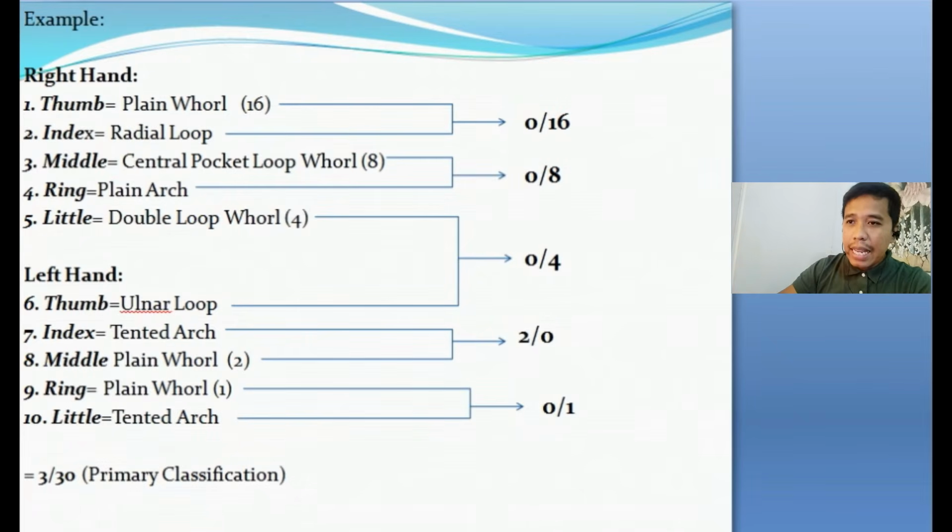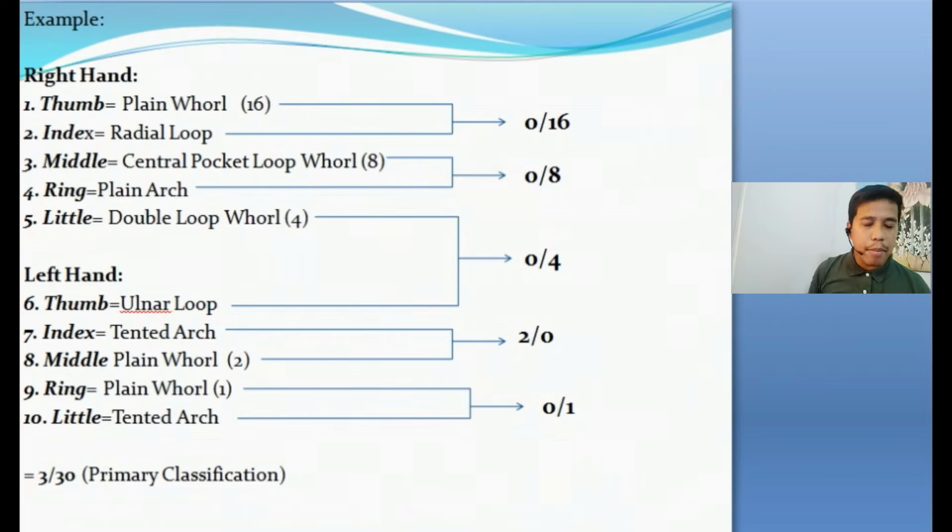So, let's do this. In the numerator, we will add 0 plus 0 plus 0 plus 2 plus 0. So, basically, the answer is 2. In the denominator, we will add 16 plus 8, 24, plus 4, 28, plus 1, 29. So basically, the answer is 2/29. But as I have said a while ago, may constant po yan na additional 1/1. So basically, 2/29 plus 1/1. So, magkano na yung primary classification mo? Primary classification is 3/30. Nakuha? 3/30. Kasi yung 2/29, nag-plus ka ng 1/1 kasi constant yan. At all times, dapat mag-add ka ng 1/1.